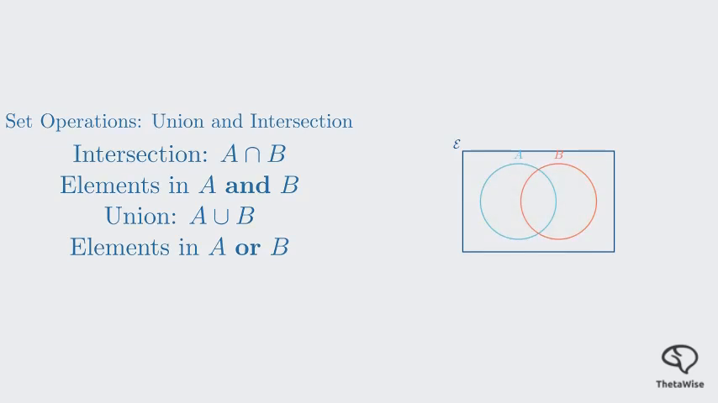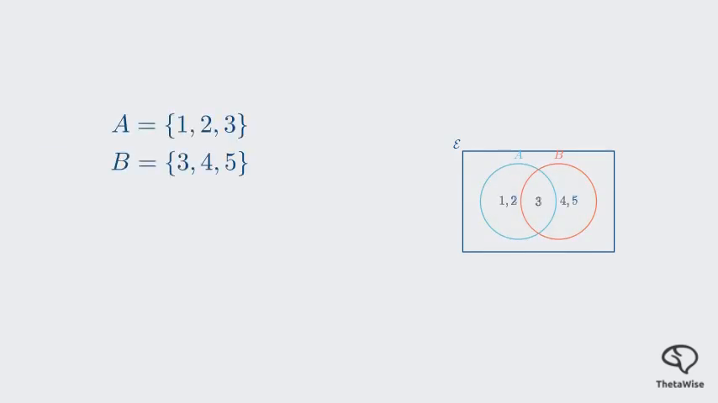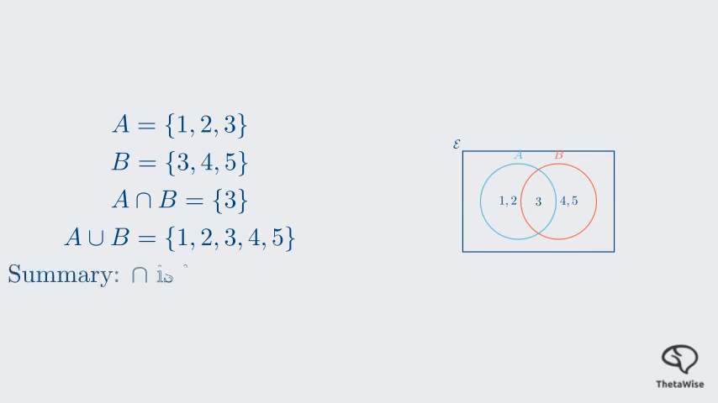Let's use a quick numerical example. If A is {1, 2, 3}, and B is {3, 4, 5}, the intersection is just the number 3, as it is the only element appearing in both lists. The union is {1, 2, 3, 4, 5}. Notice we don't write the 3 twice. In sets, we only list each unique element once. We have now covered the logic of combining sets using union and intersection.